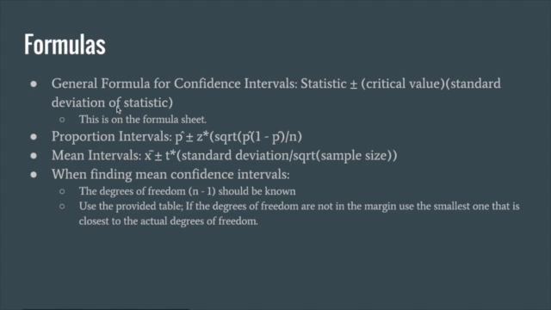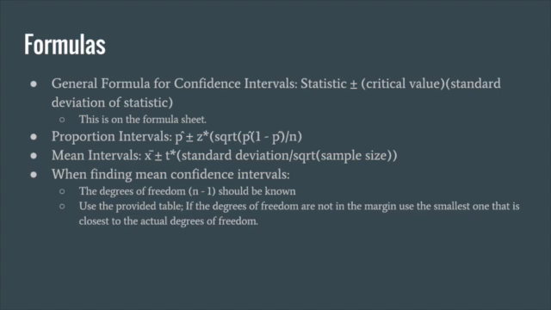Okay, so formulas. The general formula for confidence intervals is statistic plus or minus critical value times standard deviation of the statistic. Proportion intervals, it's p hat plus or minus z star times square root p hat times 1 minus p hat over n. For mean intervals, it's x bar plus or minus t star times standard deviation over square root of your sample size.